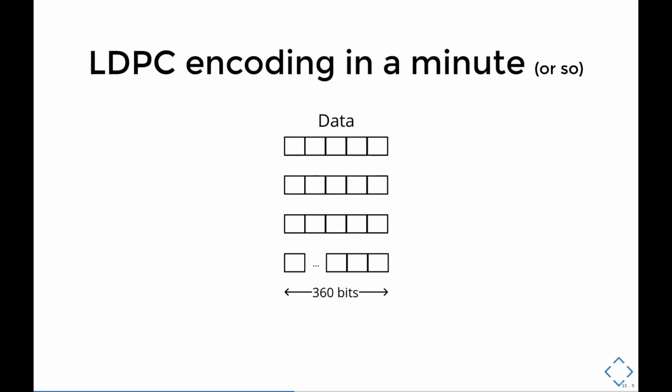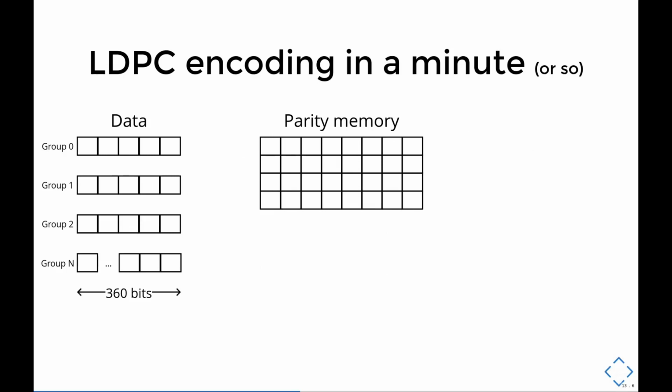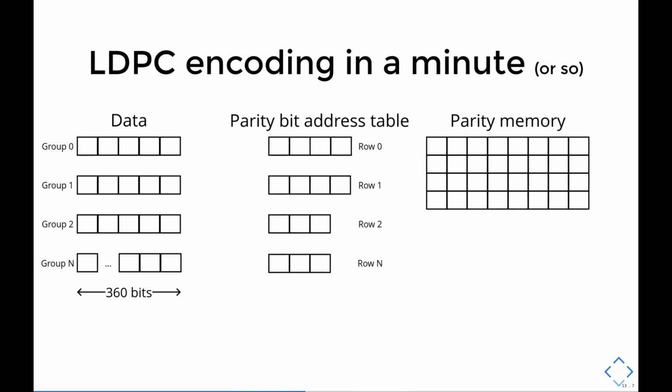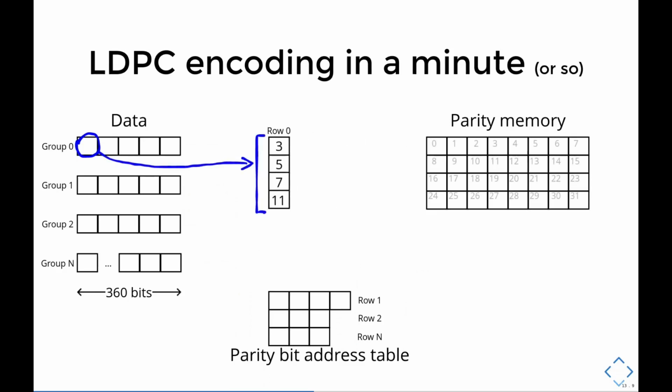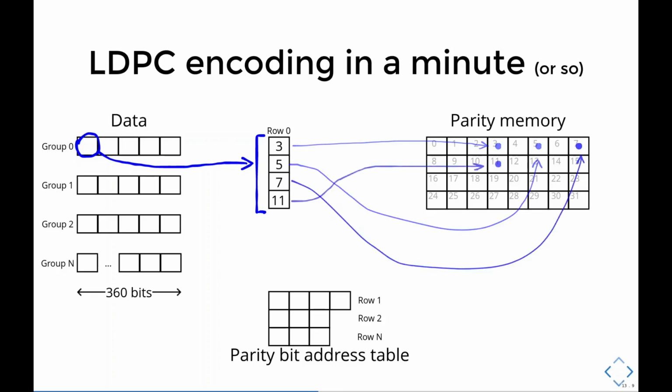The parity bits will be stored in a memory, and I'm going to call this the parity memory. Each data bit will be XORed with values pointed by offsets given by the parity bit address table. Essentially, each group of 360 bits will use one row from the parity bit address table like this. So the first bit of the first group will use row 0. And I'm going to put some numbers to help us visualize. Bit 0 will then be added, that is XORed, in offsets 3, 5, 7, and 11.